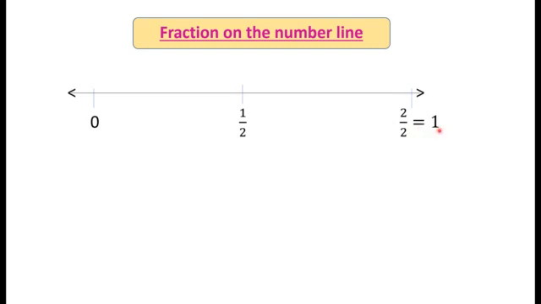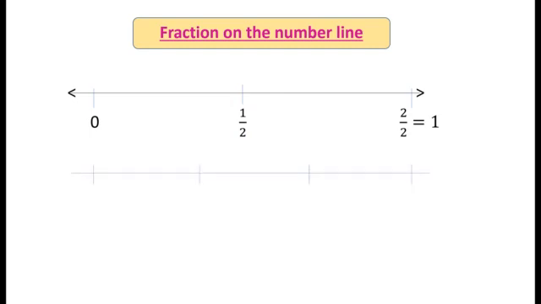So children, the denominator shows the whole part, that is 2, and the numerator shows the parts which are considered. This one is 1 out of 2. This is 2 by 2, that is equal to 1 whole part. So this is your half, representing half on the number line.